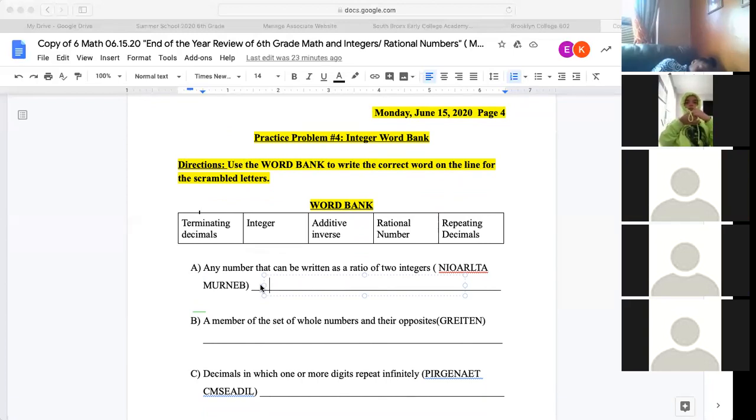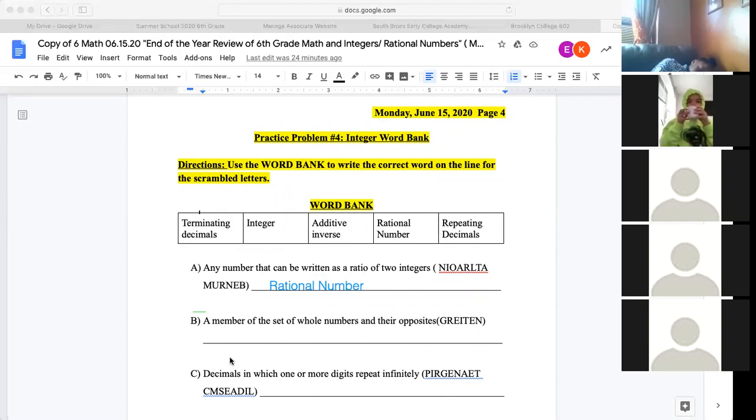All right. So we have 5 words in the word bank here. We have to unscramble the word. Based on what we know, any number that can be written as a ratio of 2 integers is what kind of number, Esther? Look at the words that have ratio. Rational numbers. Good, so we're going to write rational number. Next one.